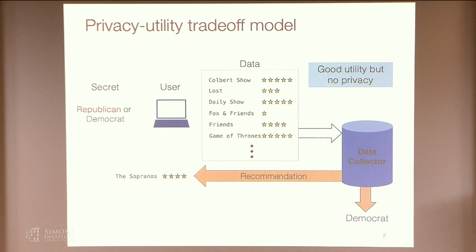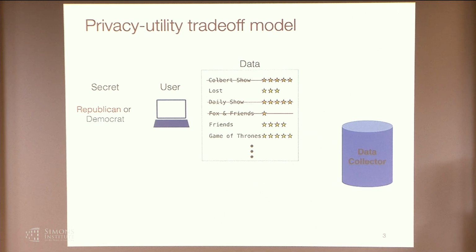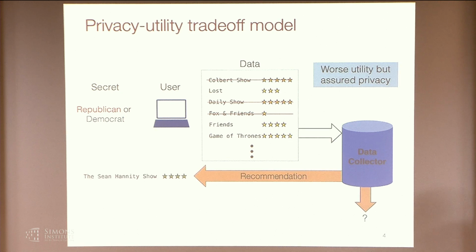Right, the data collector might look at the data and see that this user likes the Colbert Show, likes the Daily Show, doesn't like Fox and Friends. Chances are they are a Democrat. What can the user do about that? They can distort the data, right? They can change the data somehow before releasing it. For example, distorting it through erasures, removing certain TV shows, and release that to the data collector.